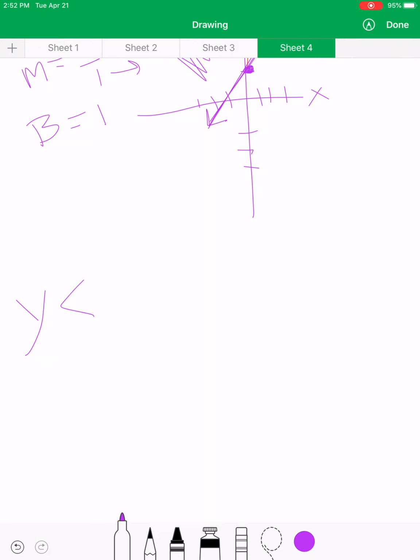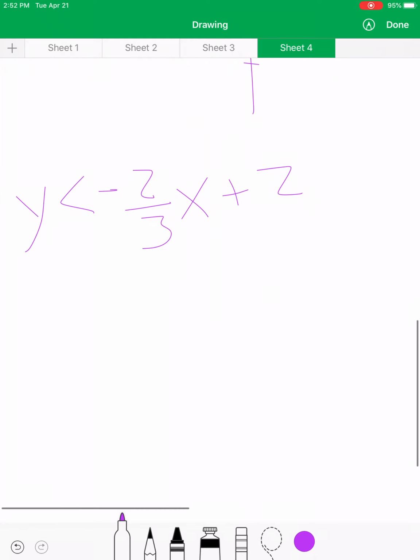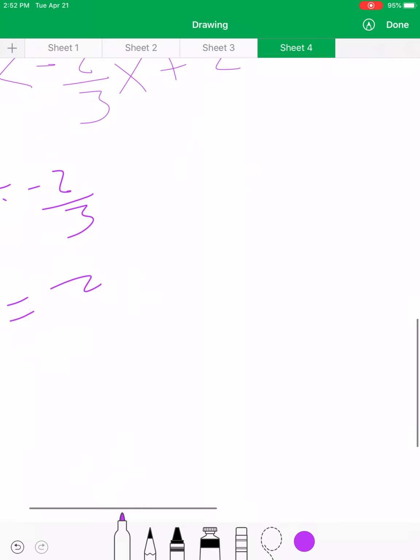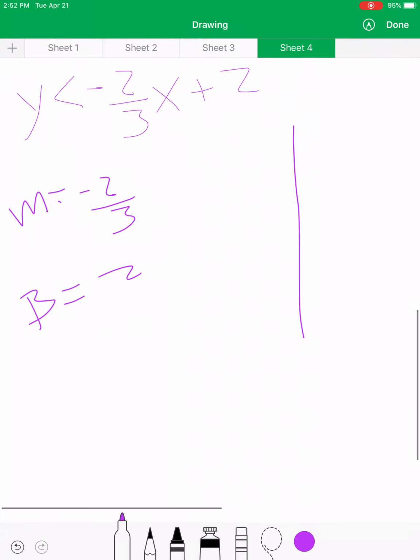Y is less than negative 2/3 x plus 2. All right? From this, I know that my m value is negative 2 over 3. My b value is positive 2. All right, so on my graph, here's my graph, y-axis, x-axis. B value, positive 2. So I go up 2 on the y-axis. Here's my starting point.